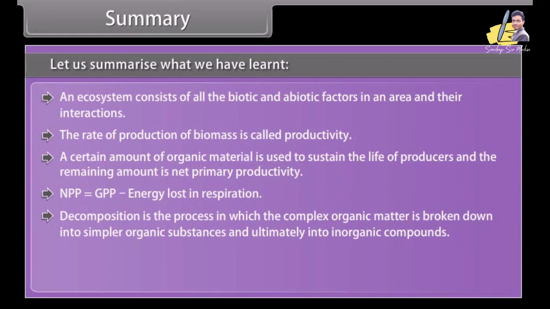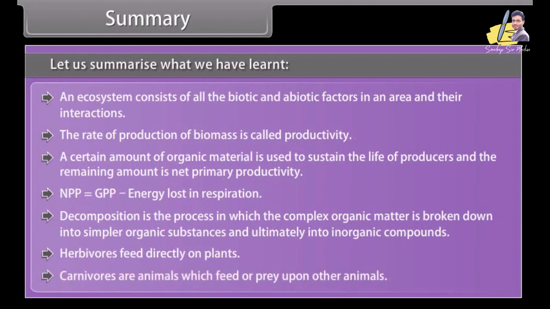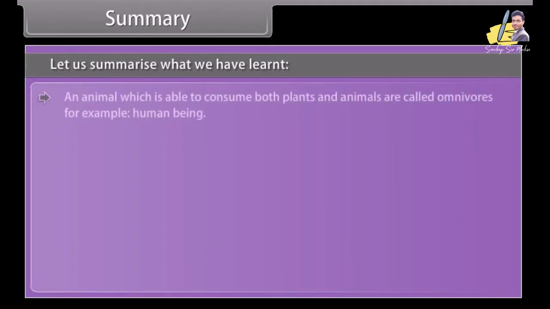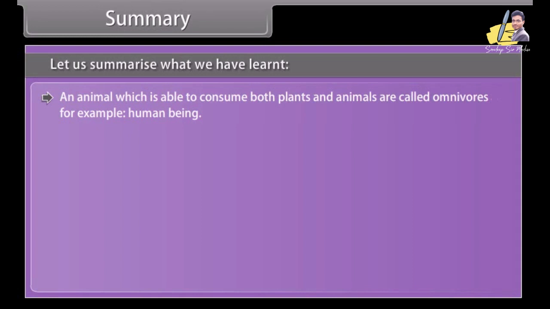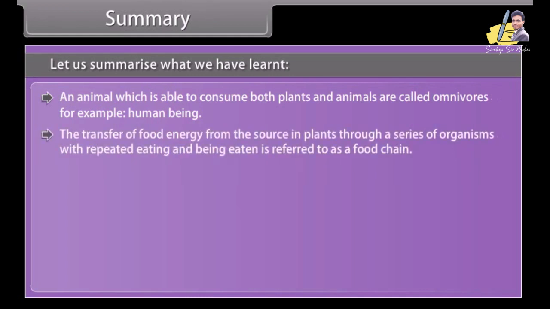Decomposition is the process in which the complex organic matter is broken down into simpler organic substances and ultimately into inorganic compounds. Herbivores feed directly on plants. Carnivores are animals which feed or prey upon other animals. An animal which is able to consume both plants and animals is called an omnivore, for example, human being. The transfer of food energy from the source in plants through a series of organisms with repeated eating and being eaten is referred to as a food chain.